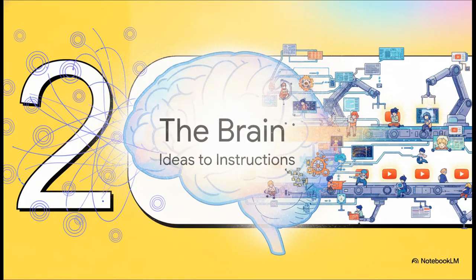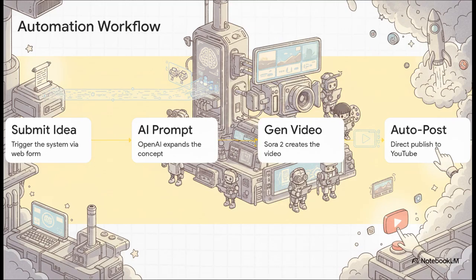Moving right along to section 2, setting up the brain. This is where we turn those simple ideas into highly detailed instructions. It is super easy to get kind of lost in the weeds when you're looking at automation software, especially if you're a beginner. So just keep this simple 4-step architecture in mind. Step 1, you submit the idea. Step 2, an AI expands it into a prompt. Step 3, the AI generates the video. And Step 4, it auto-posts to YouTube. As long as you keep coming back to these 4 basic steps, you absolutely won't get overwhelmed.